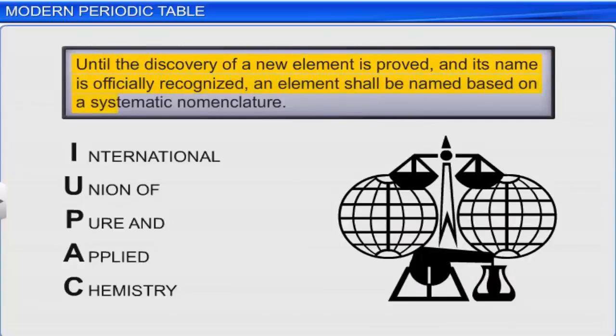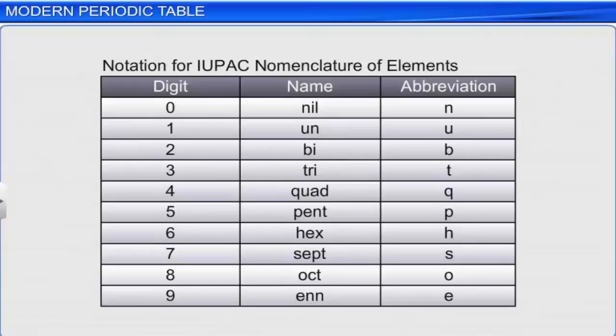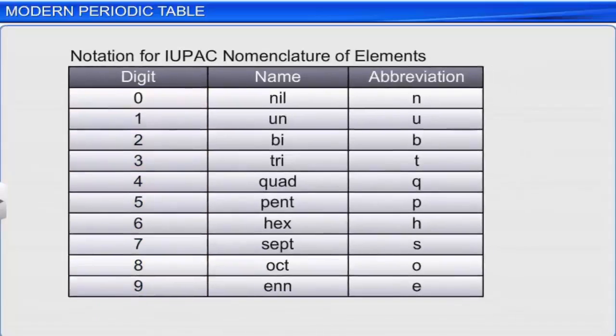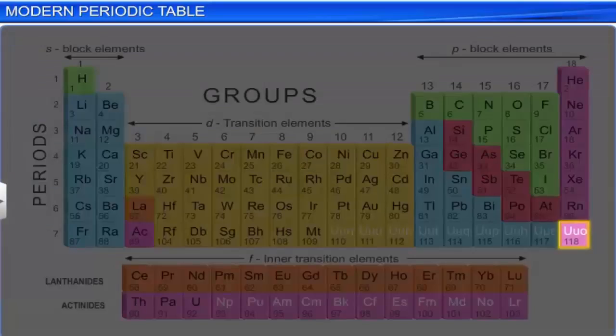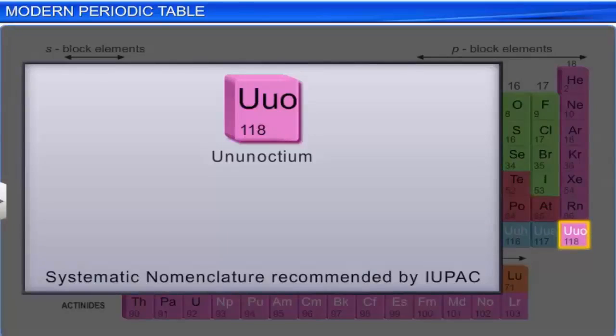This nomenclature is formulated directly from the atomic number of the elements using the numerical roots for 0 and numbers 1 to 9. The roots are put together in order of the digits which make up the atomic number, with "ium" appended at the end of the name derived. For example, an element with atomic number 118 should be named ununoctium, from 1 equals un, 8 equals oct, and ium. The first letters form the temporary symbol of the element, Uuo.